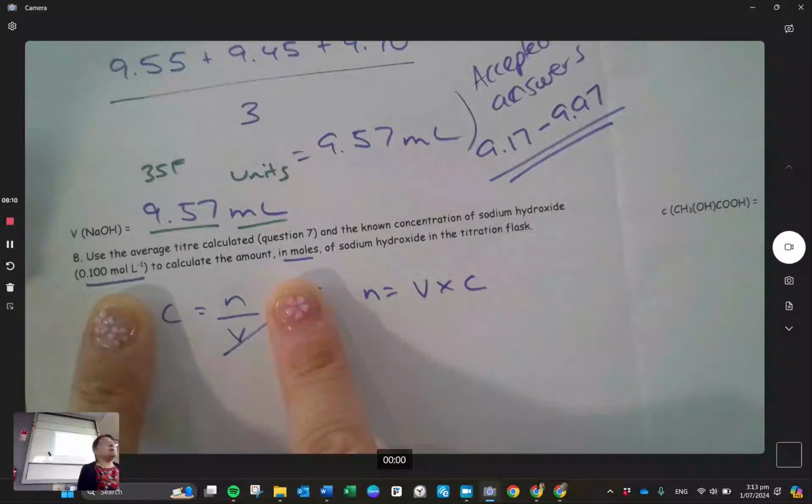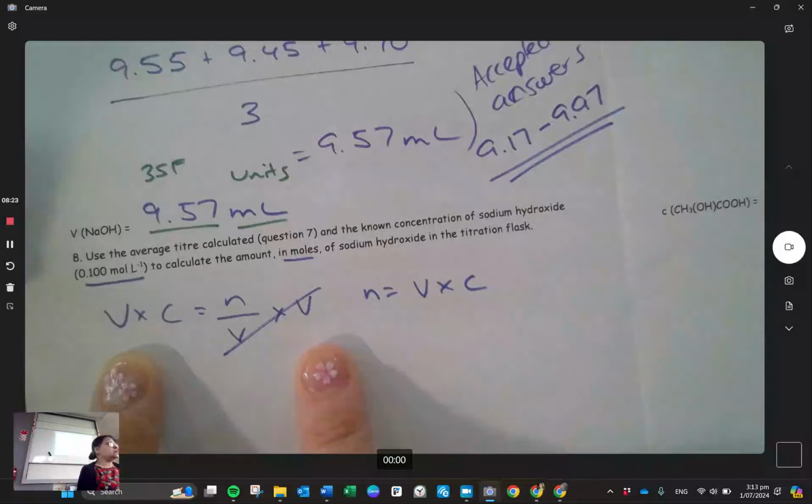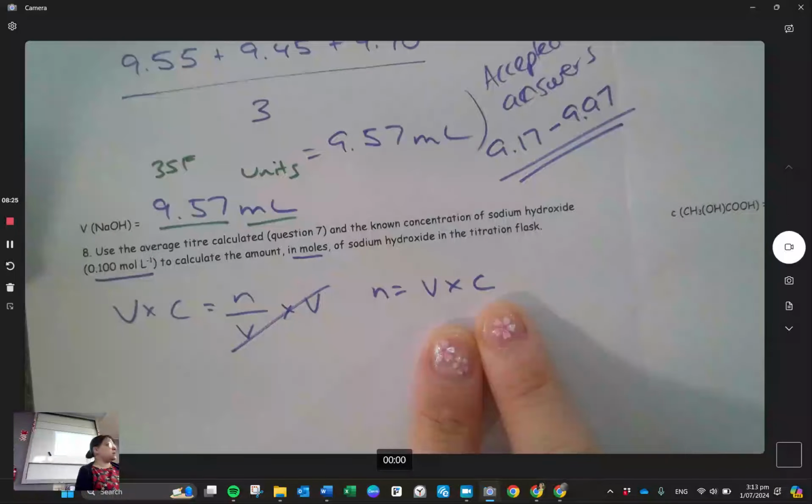I want to get N by itself, so in order to do that, I need to do the opposite of what's happening. Right now it's getting divided by V, so I need to multiply by V to get rid of the V. Since I did multiply on this side, I have to do it on the other side as well. And that's how I got this new equation, the same one, just moved around.